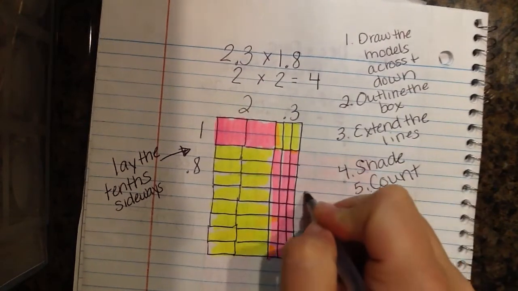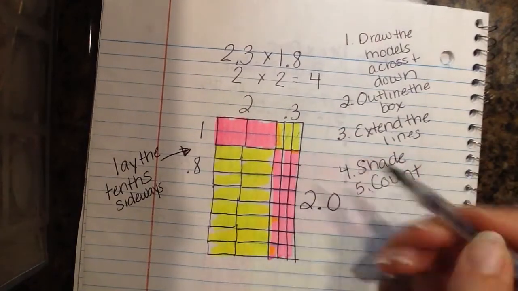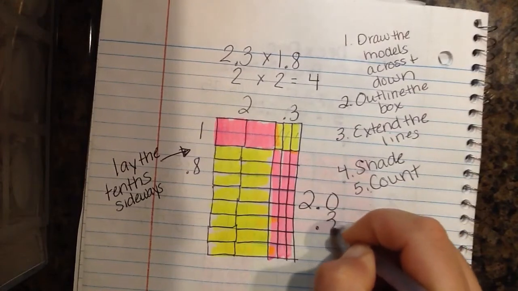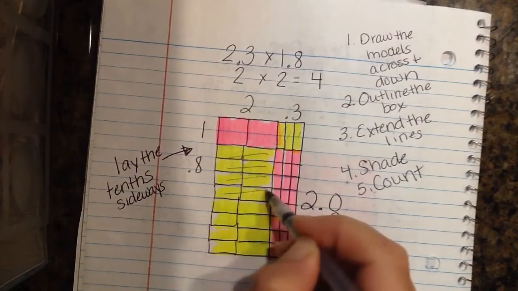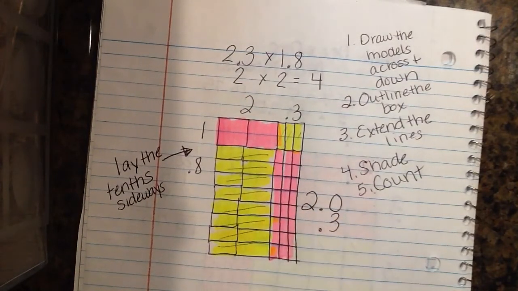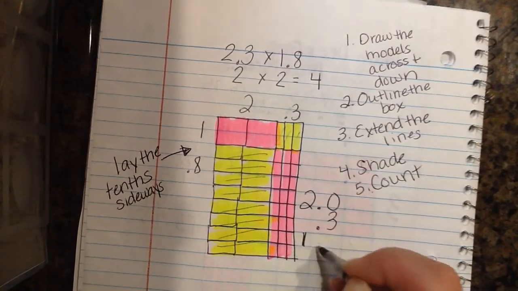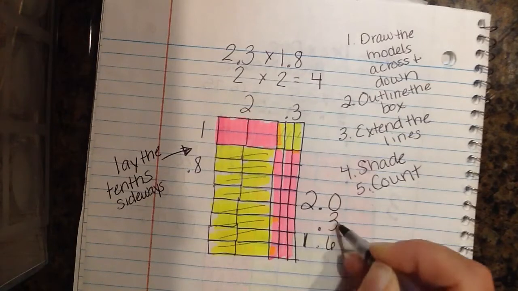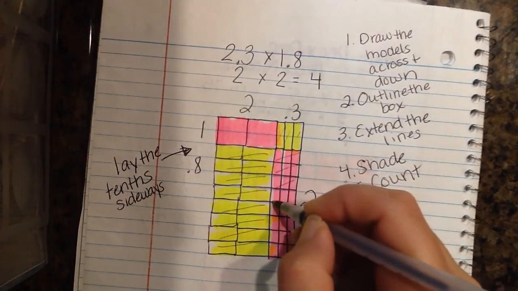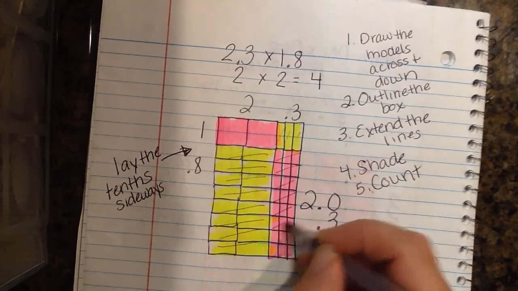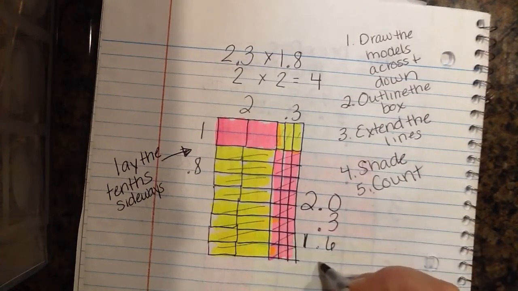How many holes? 2 holes. How many tenths? 1, 2, 3. 3/10. How many do I have here? 2, 4, 6, 8, 10, 12, 14, 16. What does 16/10 look like? If I write it here, it would be hundredths, so I have to end in the tenths place. 16/10. Now how many do I have here? 3, 6, 9, 12, 15, 18, 21, 24.